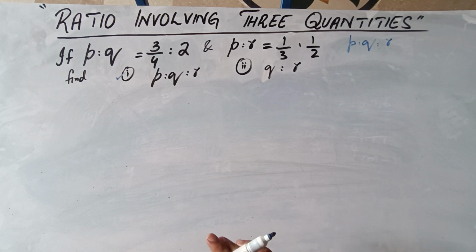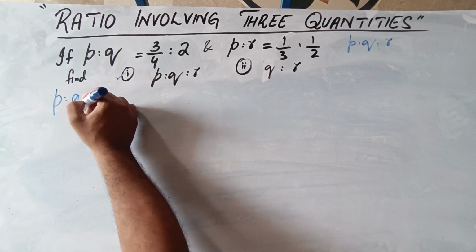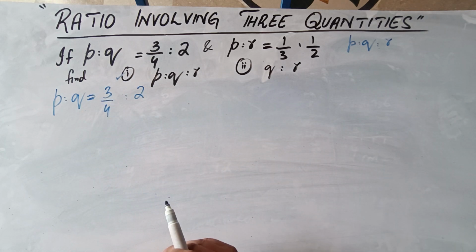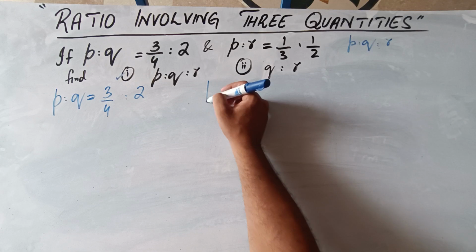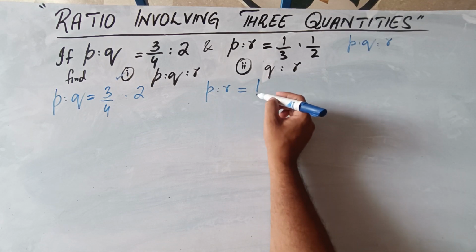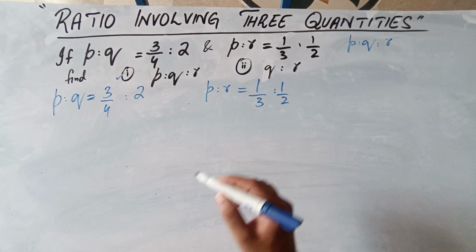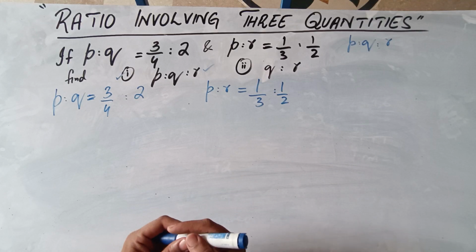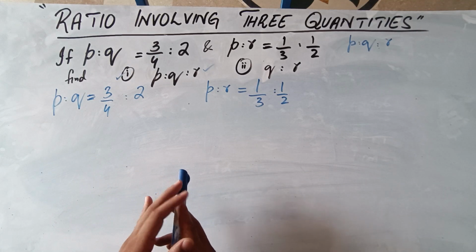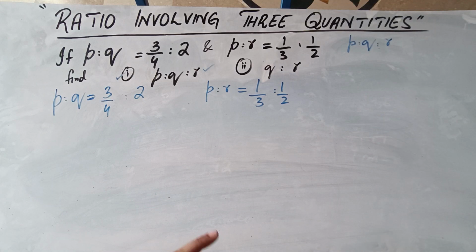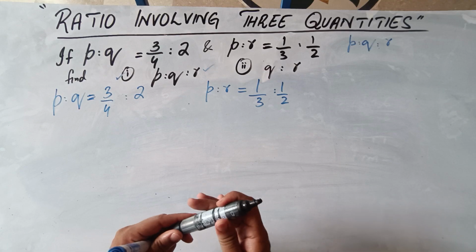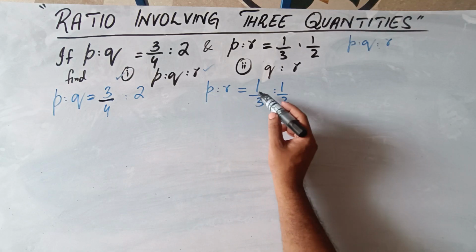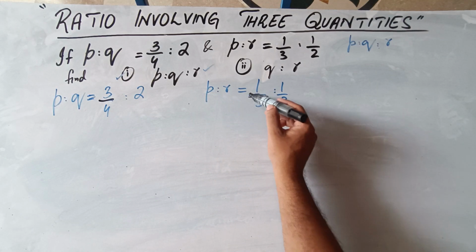Now you will see that P ratio Q is equal to 3/4 ratio 2 and P ratio R is equal to 1/3 ratio 1/2, and we need to find the continued ratio between P, Q and R. Now the values are in fraction and whole number, so how to make them equal? First of all, find the common connector or common quantity between them. Over here it's P and P is 3/4, and over here is P, it's 1/3.